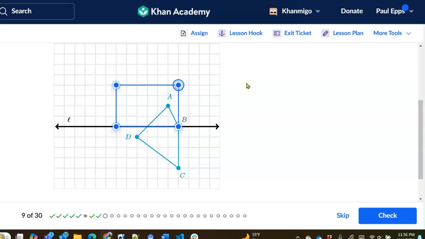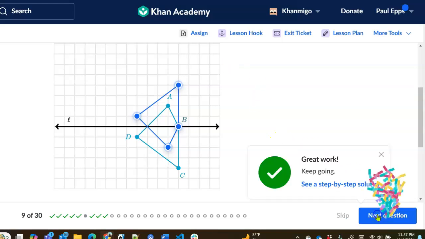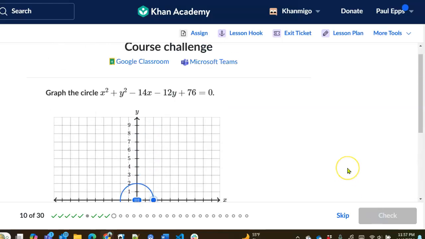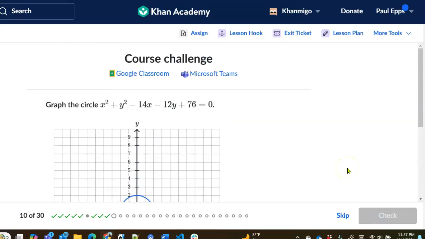Now, we've got to reflect A. A is going to be 2 units below the line, which is here. D is going to be 1 unit above the line, which is here. Does that look right? A and A, B and B, C and C, D and D. It does look right to me. Okay. Oh, no. All right.